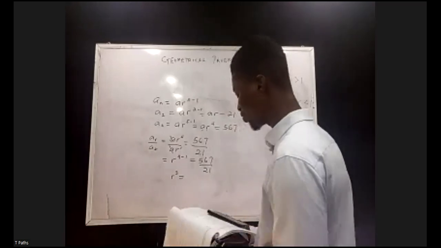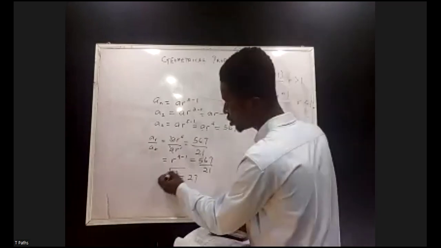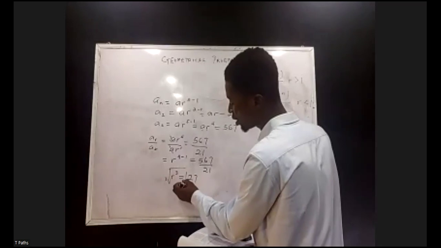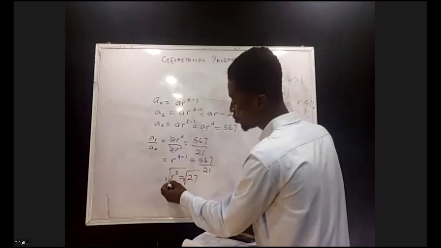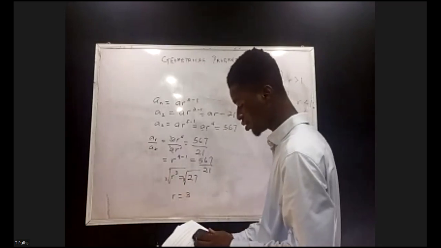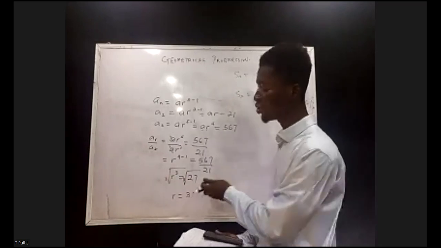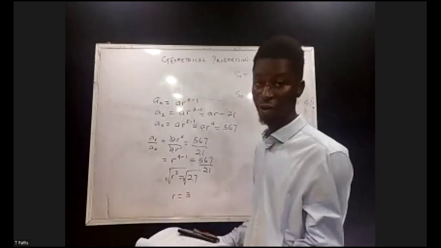We are getting the answer is what? The answer is 27. So if you cube both sides, let's cube both sides. So we have what? We are left with R is equal to what? 3. The cube root of 27 is what? Simply 3. Now we've gotten the common ratio. Now let's get the first term.